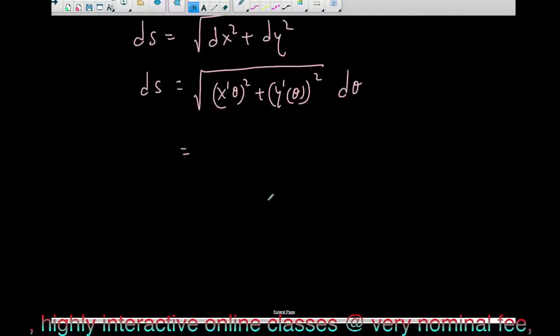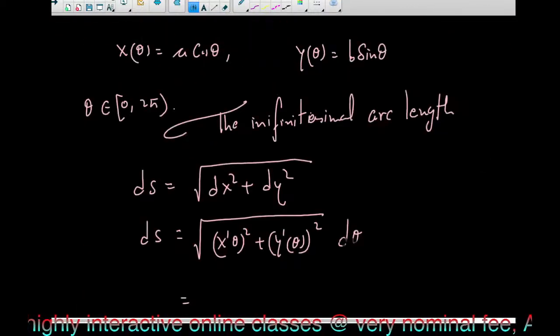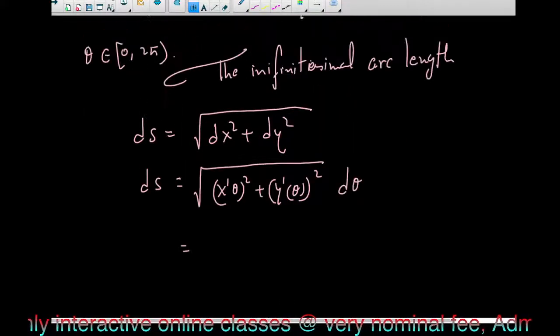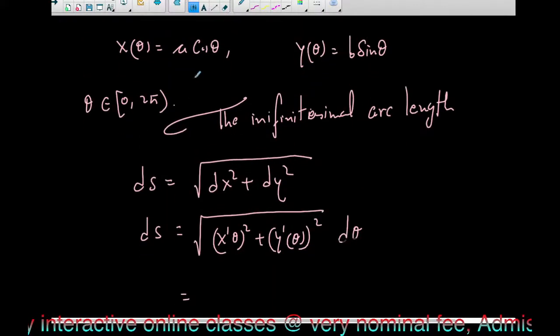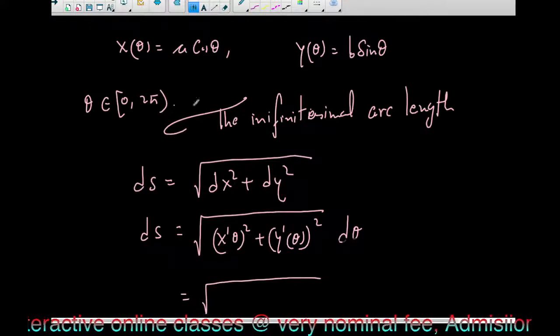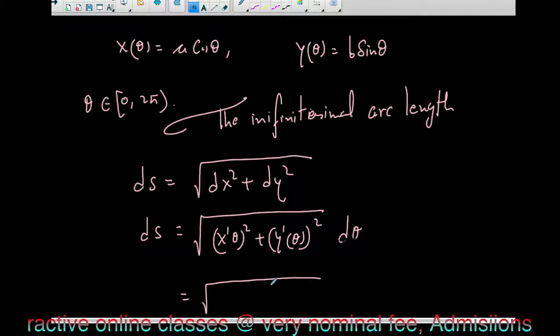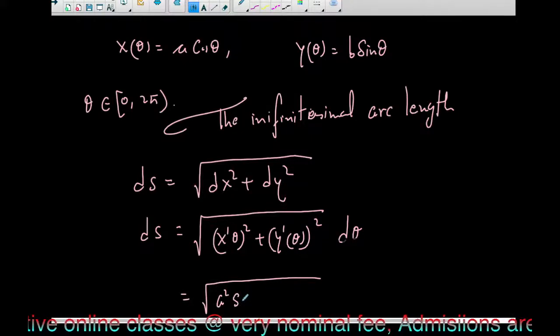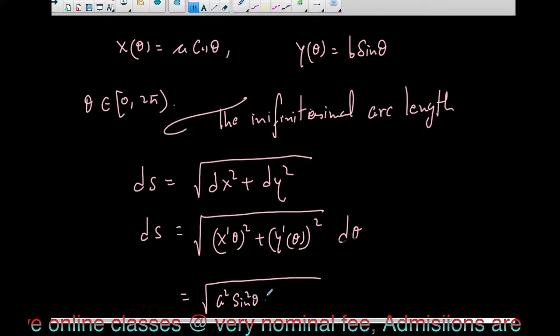So we have to consider the arc here. So x dash theta is the differential of that, which is a cos theta. We have to differentiate now. So the differential of a cos theta will be minus a sin theta. So finally, minus a sin theta, and finally that is a square sin square theta, right?